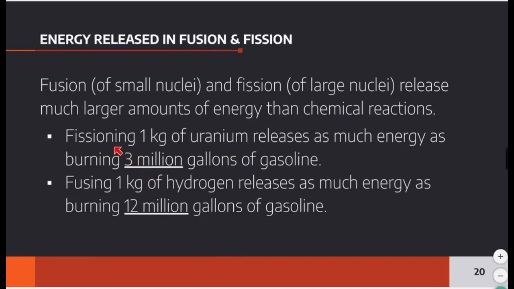The nuclear energy drops by a lot, which means it gives off a lot of kinetic energy. Fusing 1 kilogram of hydrogen would release as much energy as burning 12 million gallons of gasoline. That's much more, about 4 times as much energy per unit mass as fission does, but in both cases far more than we get by chemical reactions.